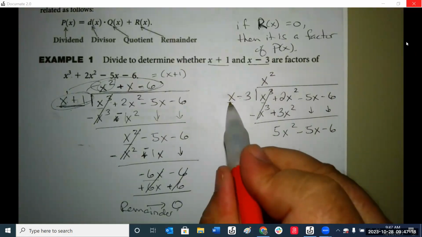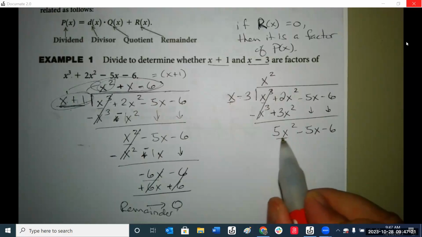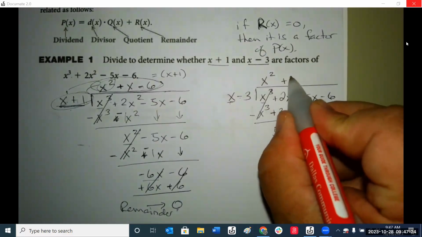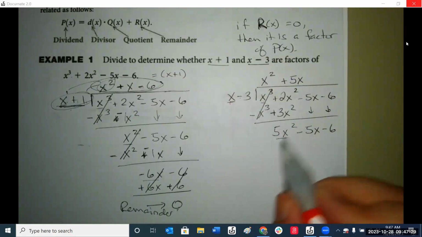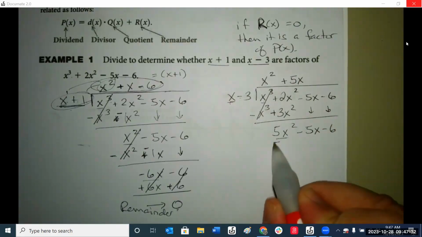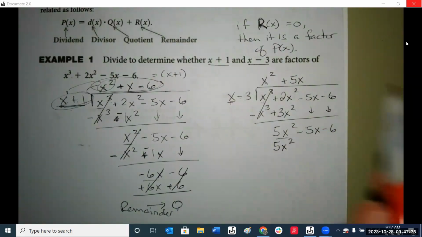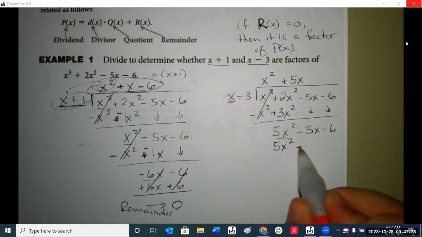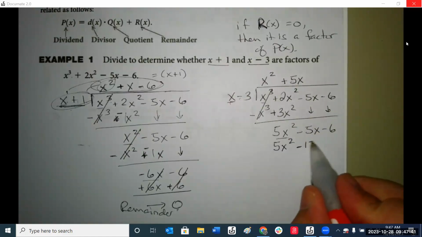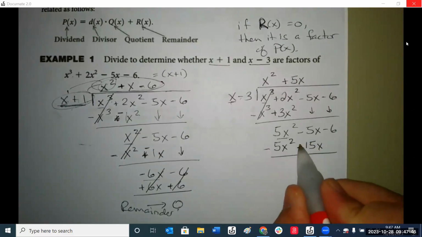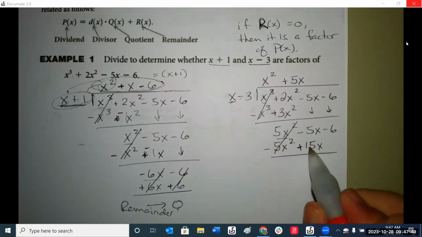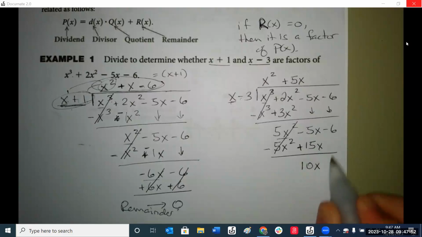Repeat the process. What times x gives me 5x squared? A positive 5x. Positive times positive is positive. 5x times x is 5x squared. Positive times negative is negative. 5 times 3 is 15x. Change the signs and add. 15 minus 5 is 10x minus 6.